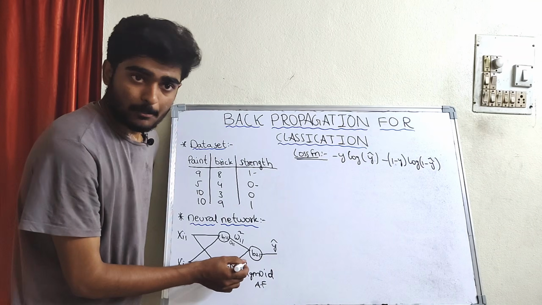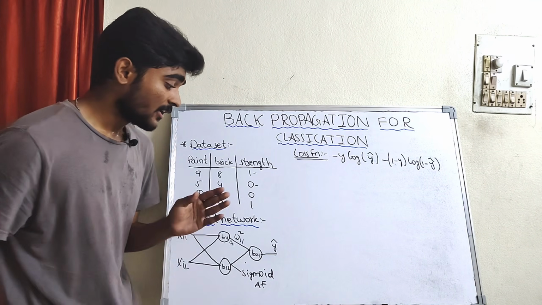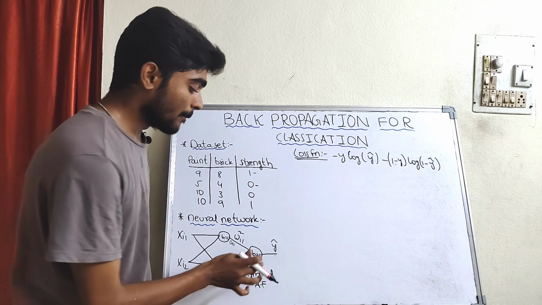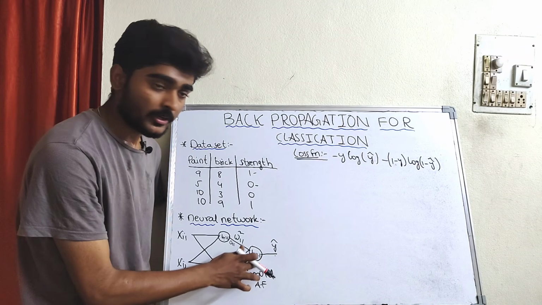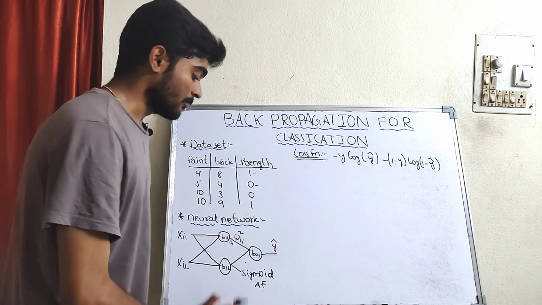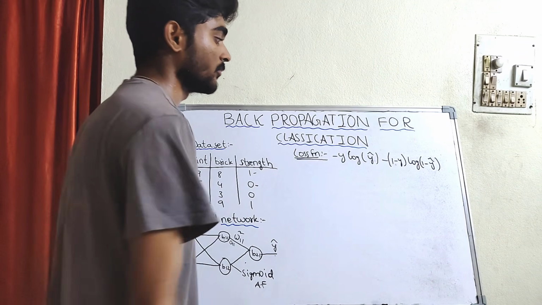This is my sample neural network. This is my y hat predicted output. This y hat predicted output is calculated by sending the output of this node into sigmoid activation function. That is the thing you must remember. Now let's start the calculation of the derivative.